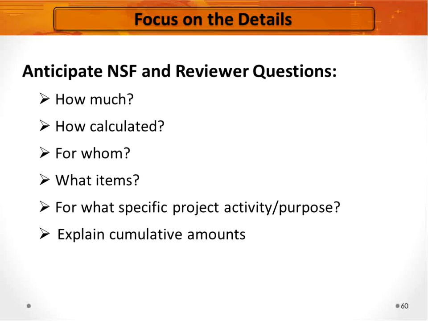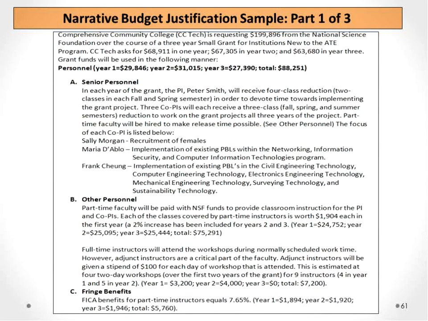And you want this budget to make sense to the reviewer. So ask yourself the questions that you would ask if it was your money that someone were asking for. You know, how much do they want? How did you calculate it? Who's it for? What are the items? What are you going to do with it? And for how many people? We talked about making sure that you put the number of participants when you're asking for participant support dollars, and explain your cumulative amounts.